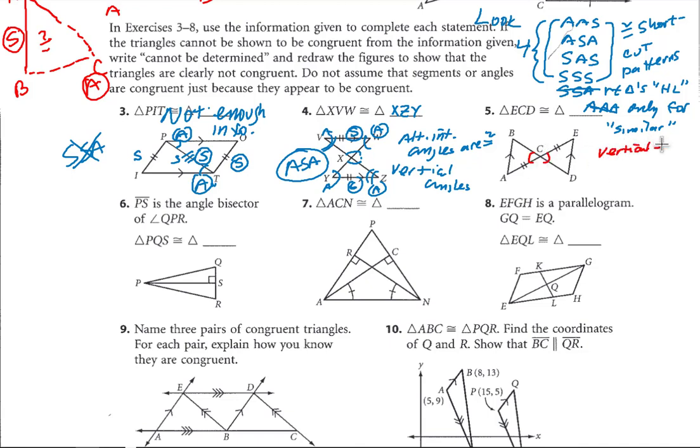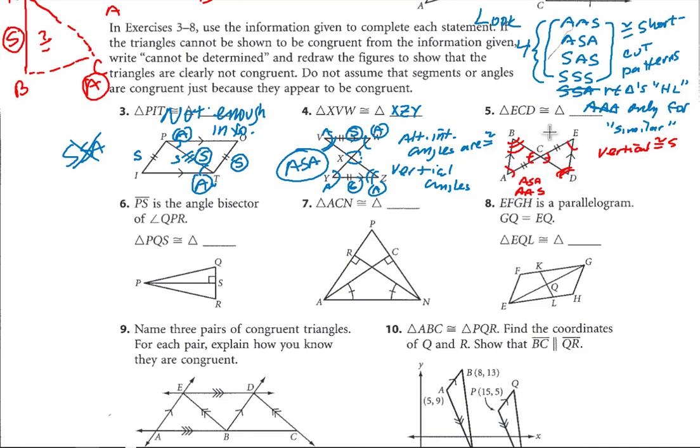Looking at number five, we've got the vertical angles at C. Those are going to be congruent. There's two sides marked as being congruent. And then we have parallel lines cut by transversals. So that gives us pairs of congruent angles. So we've got several ways of doing that one. We've got angle side, and we also have angle side angle.